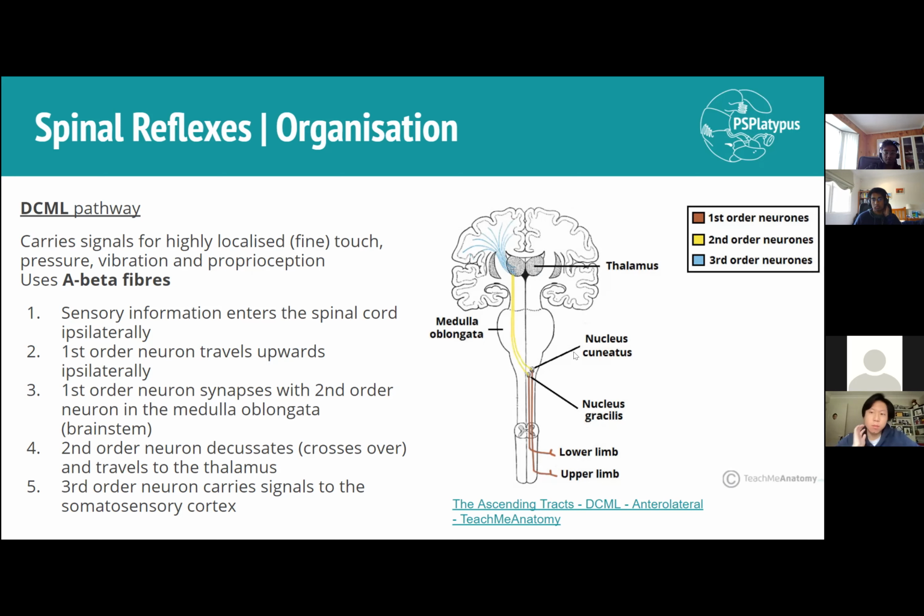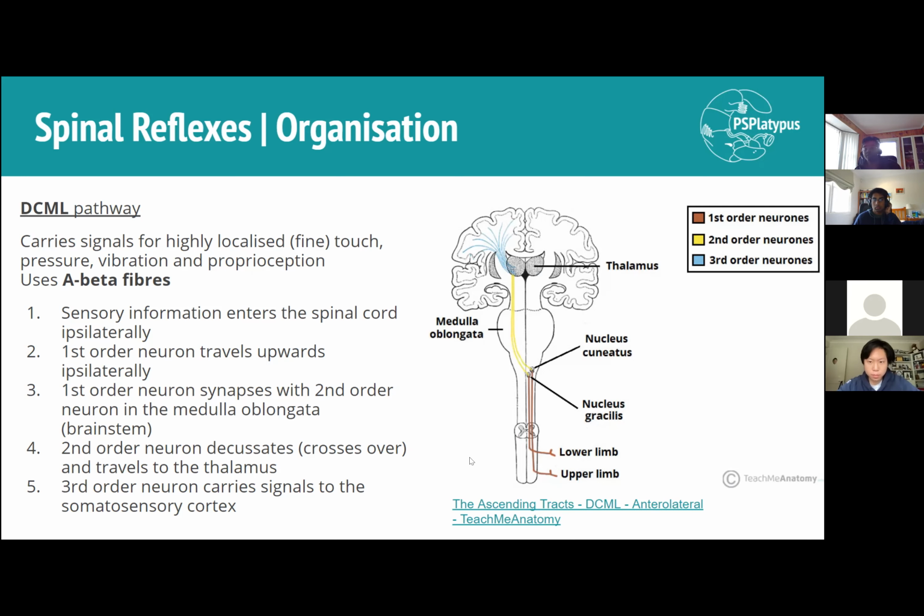Also, these images are taken from Teach Me Anatomy for this topic, and I highly recommend Teach Me Anatomy for everything anatomy. It's pretty good. Okay, so sensory information enters the spinal cord ipsilaterally.